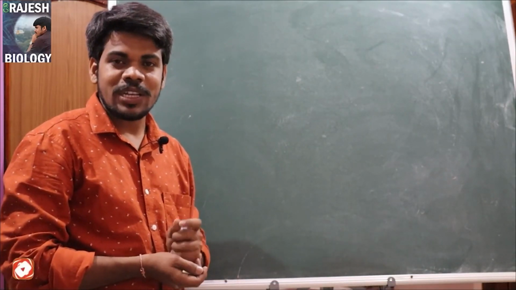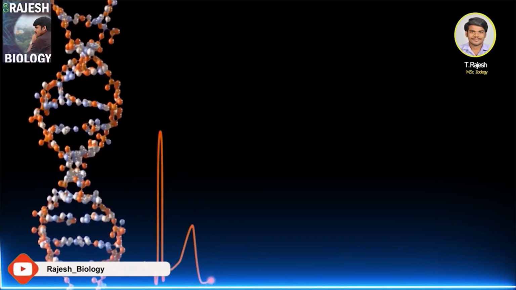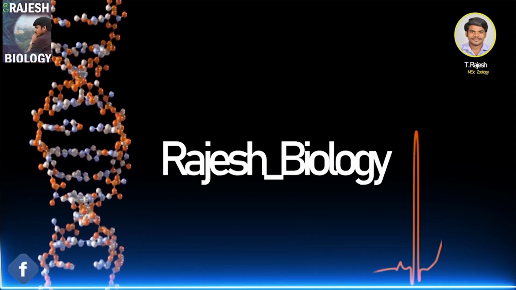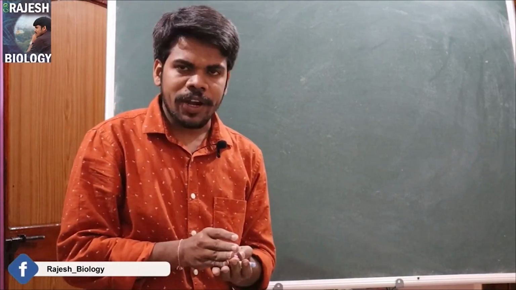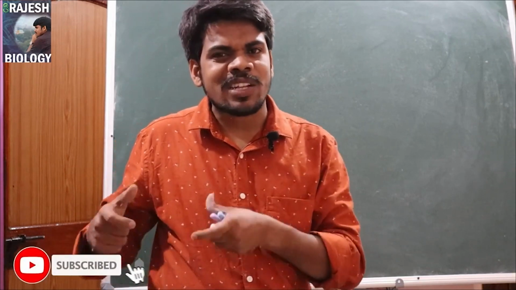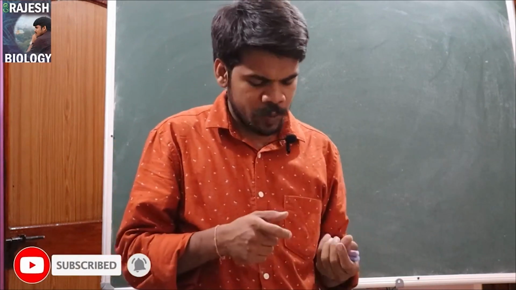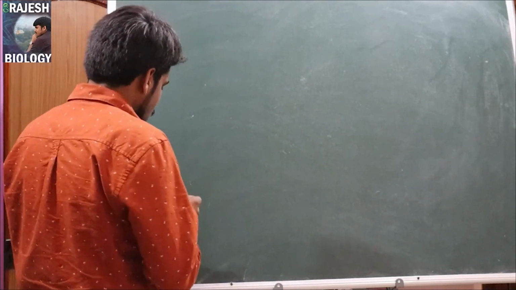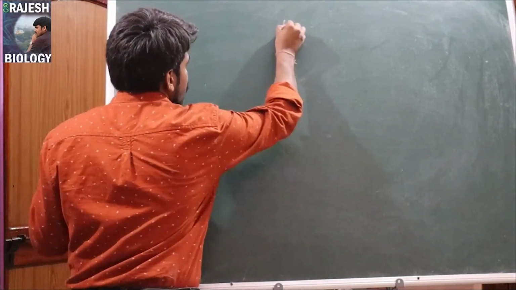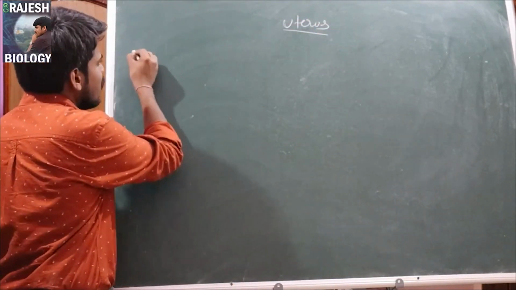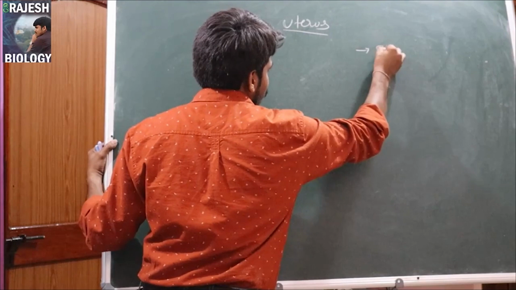Today our topic is the uterus. We already completed the female reproductive system parts like the primary sex organs and fallopian tubes. They are paired structures. Coming to the uterus, the uterus is single. I'll write here.